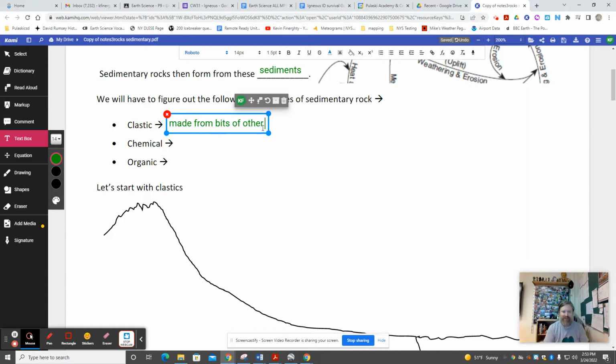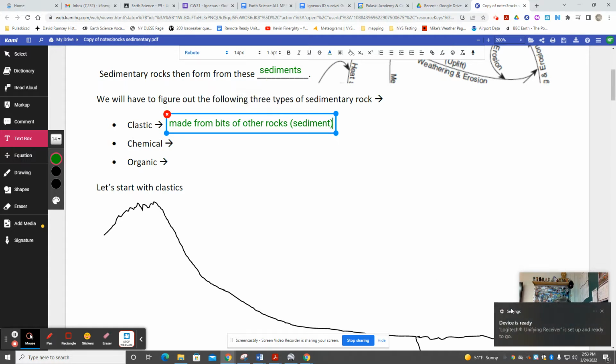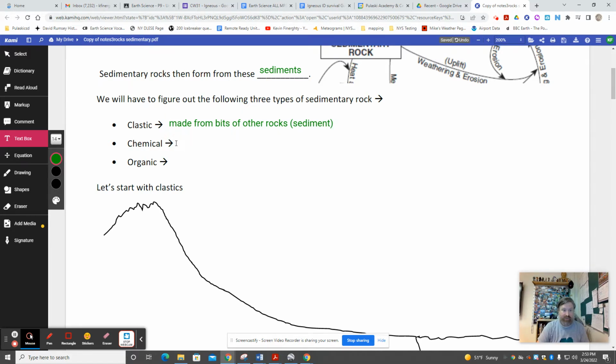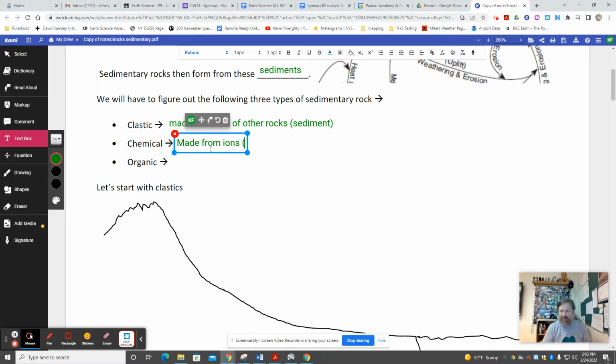Clastics are made from bits of other rocks. That's what we call sediments, right? Sediments, literally tiny little bits of other rocks. And that's what makes up a clastic sedimentary rock. Chemical sedimentary rocks, a little trickier, made from ions, which means that we had a solution. So what the heck is that? We got to know what that means.